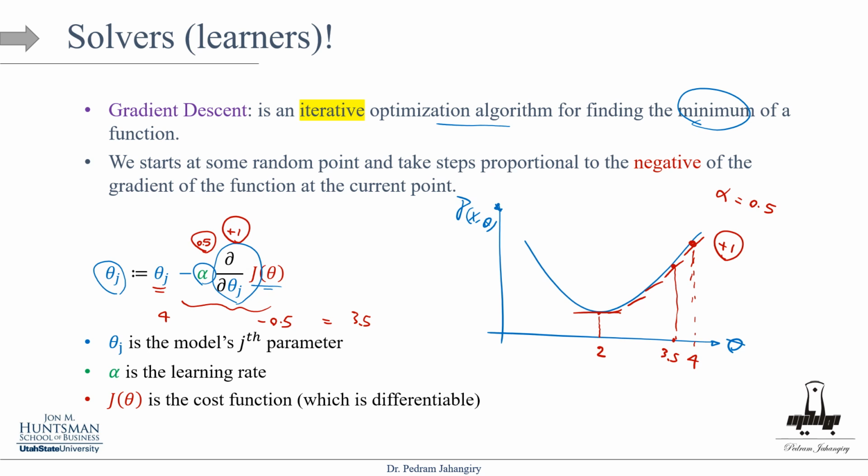So we say, okay, if I want to optimize the theta, theta is going to be equal to 2 minus my alpha, 0.5, multiply the gradient, which is 0, it's going to be 2. So I will get stuck here. So this is the optimal value.